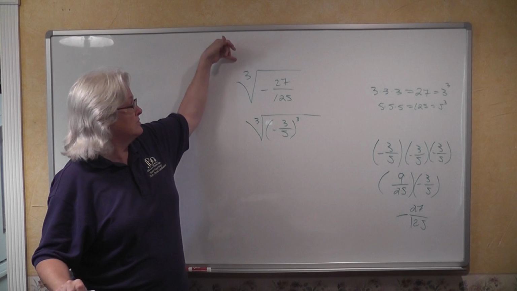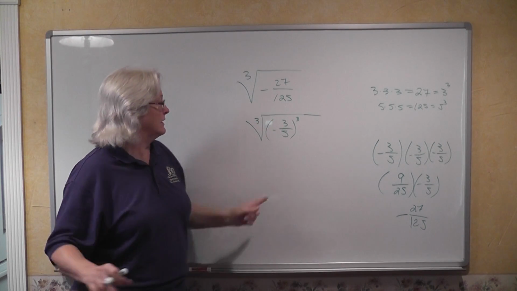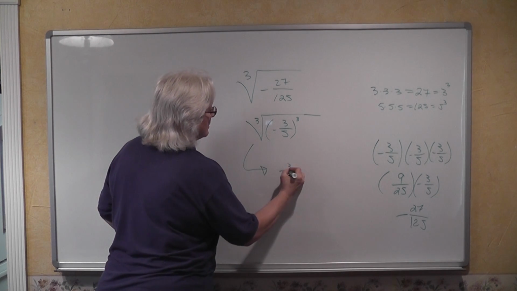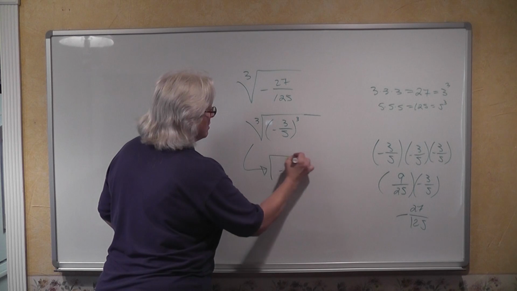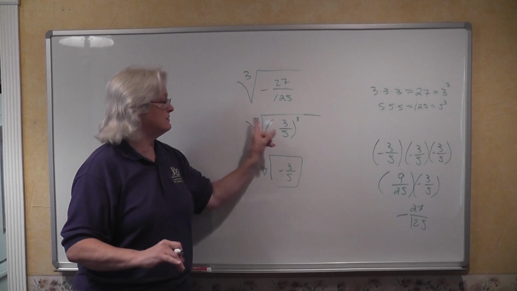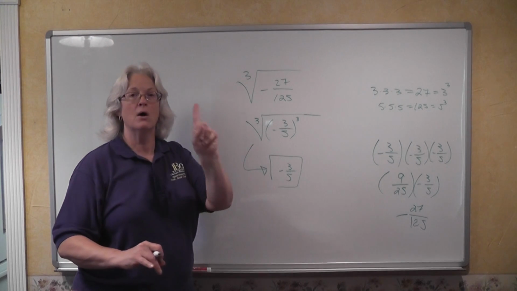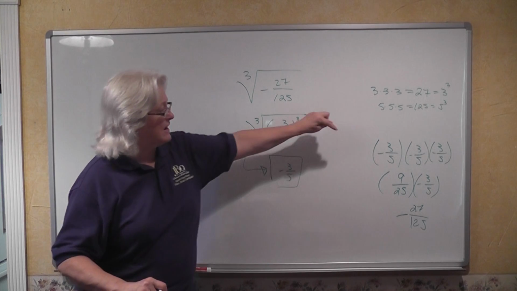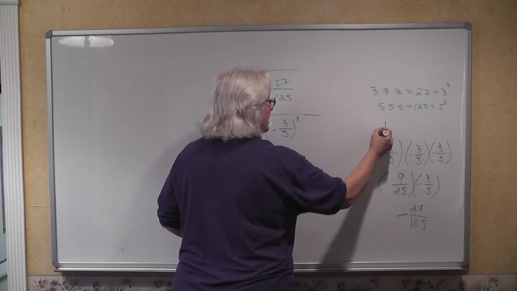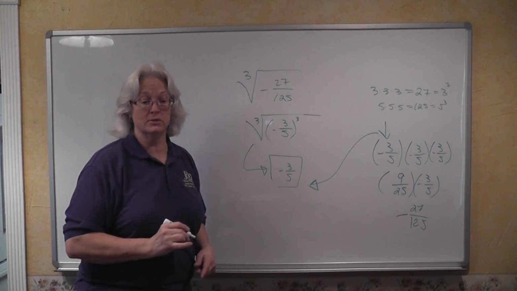So the cube root of this negative fraction here is simply negative 3/5. All of the parentheses go away, the radical signs go away, the index and the root, because what this is asking for is one of those factors that is used 3 times. One of those factors. So that's what our solution is here.